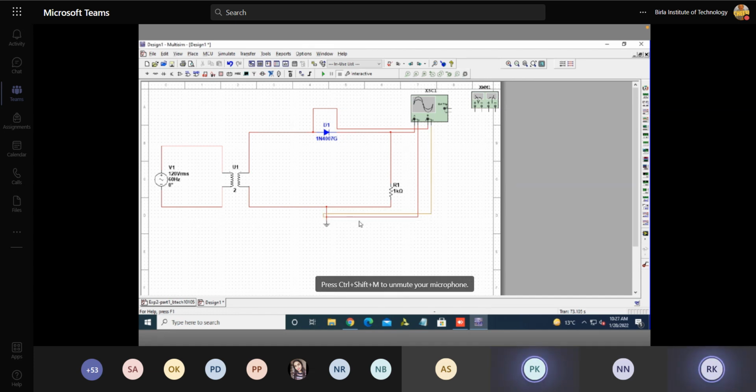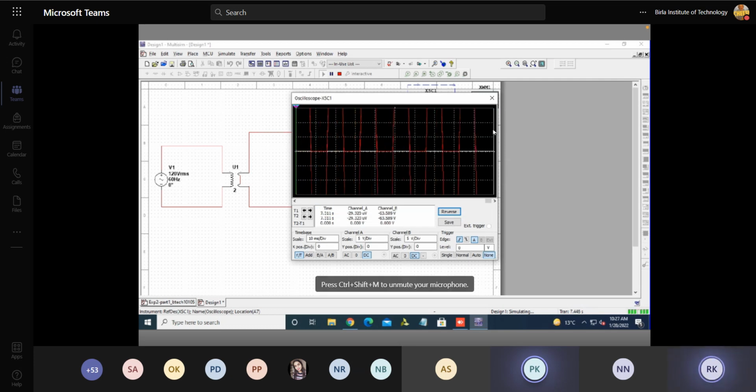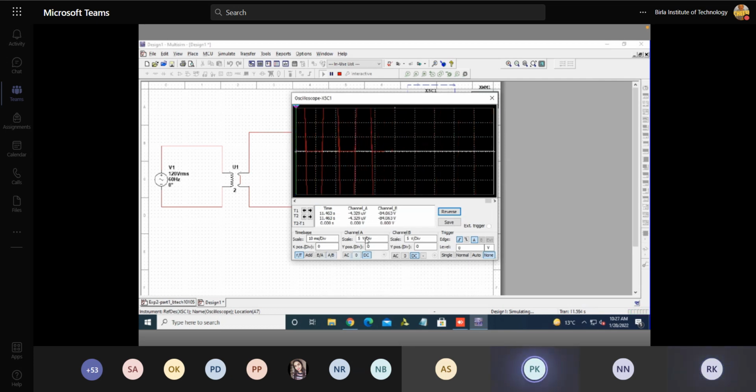Okay, now simulate. Let us check. Click on CRO. Volts per division you need to reduce. Volts per division, channel A. You increase that one to... no. Increase 5, 10, 20. Okay, leave it.